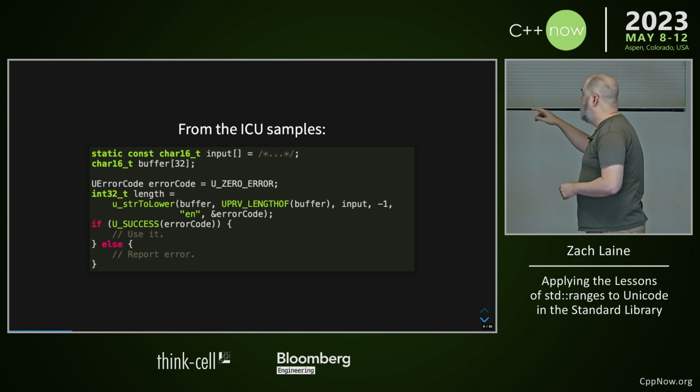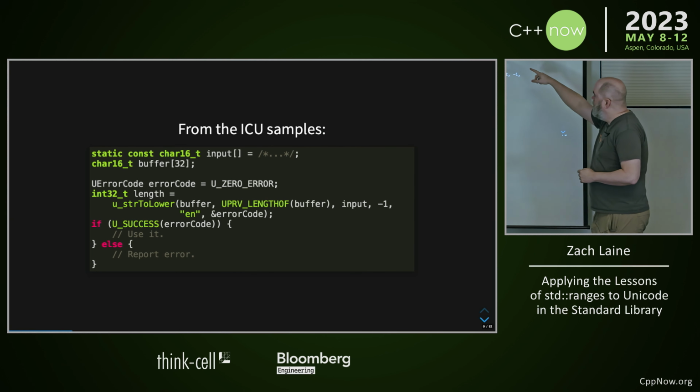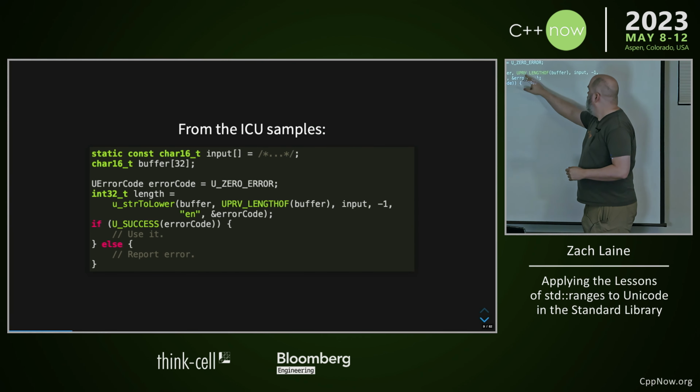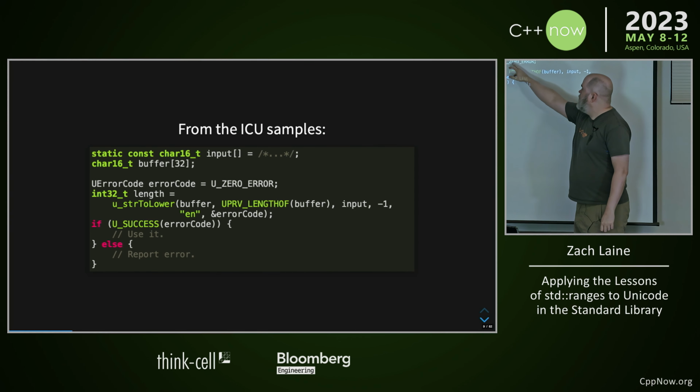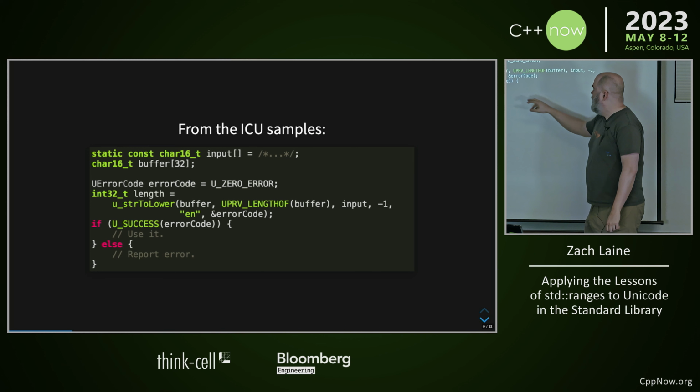So here's a concrete example. You've got this input, which is char16_t, a UTF-16 string, and then you want to write it to this buffer, right? So you say, here's where I want to write the stuff to, here's how much room there is, here's this error code that I have to initialize, here's the input, and I think this means it's null terminated. I'm pretty sure that's why there's no size there.